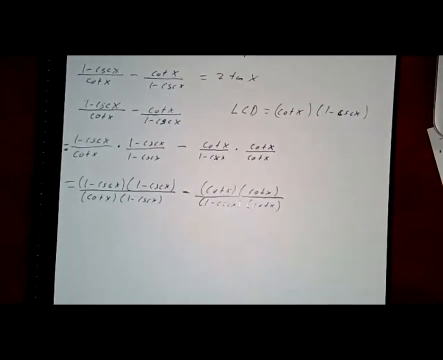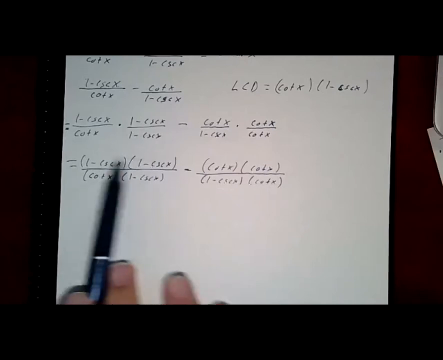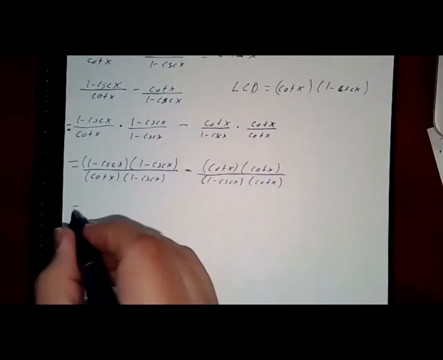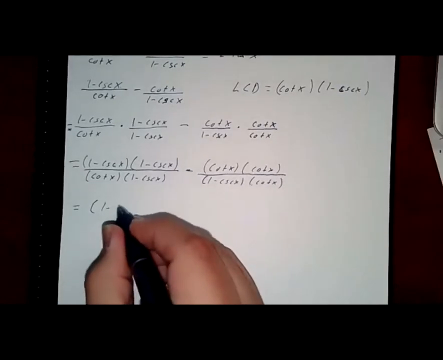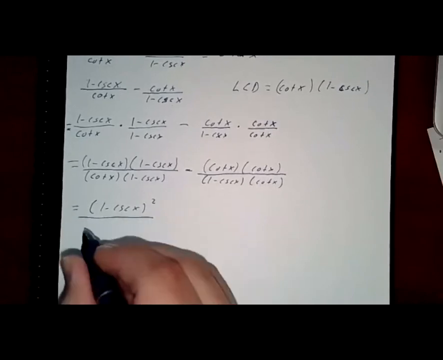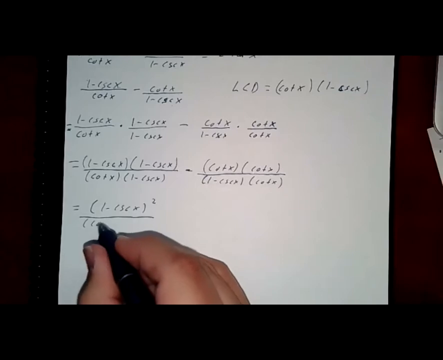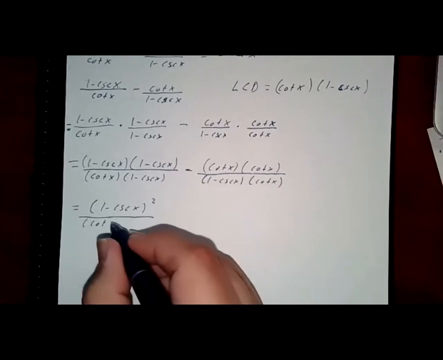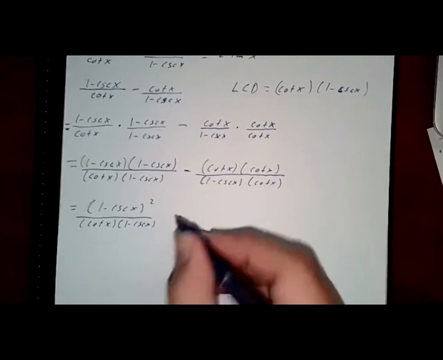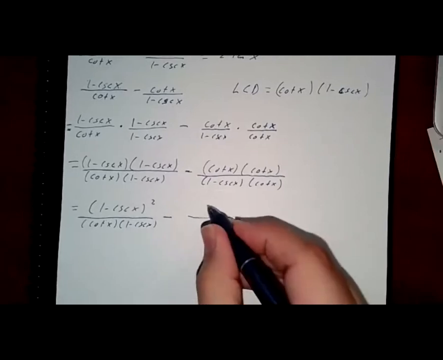So now they have the same denominator, so I can combine them into one. But also notice that the top parts are the same, right? So those are going to be squared. So you're going to end up with, on top, 1 minus cosecant x squared over this denominator. And we'll show an extra step here.